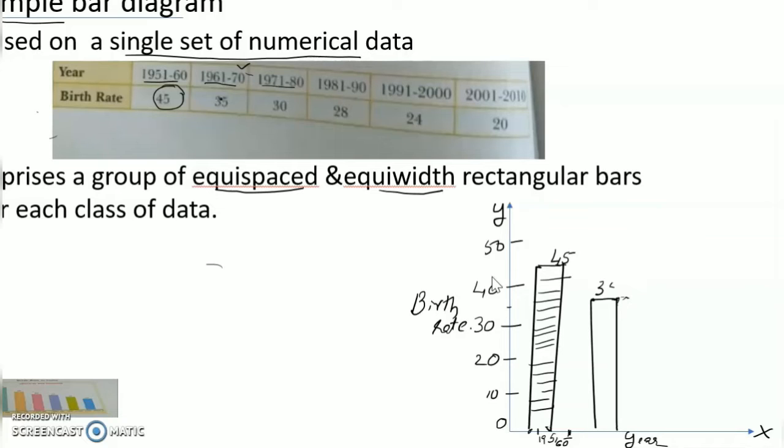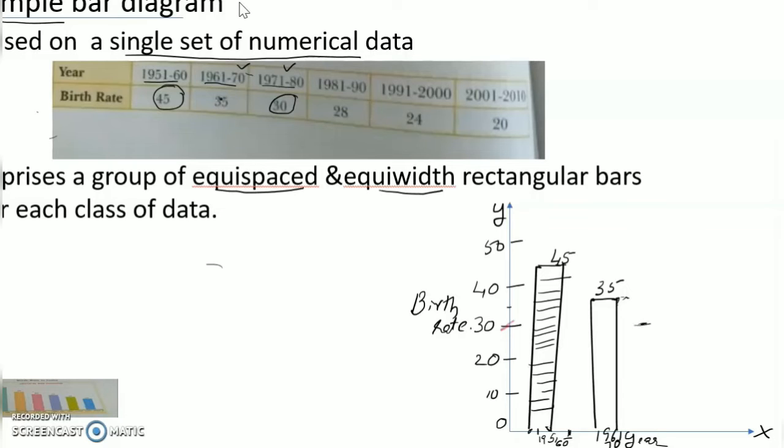For that I am drawing with this. Okay, so the space between these shapes should be equal. And this is 1961. Here we have to write 1961 to 70. And the next one, which one is the next one? 1971 to 80. Now we are taking this one, and here the measurement, birth rate, is 30. So first in the y-axis we have to take 30.